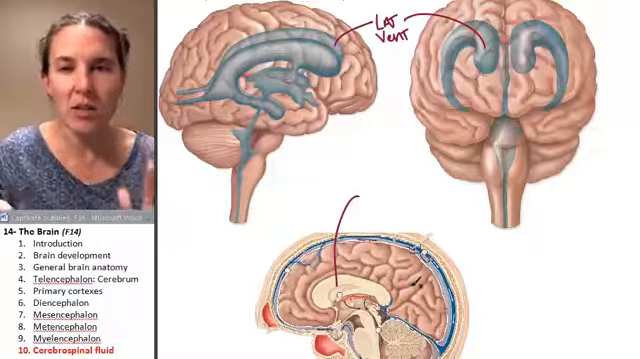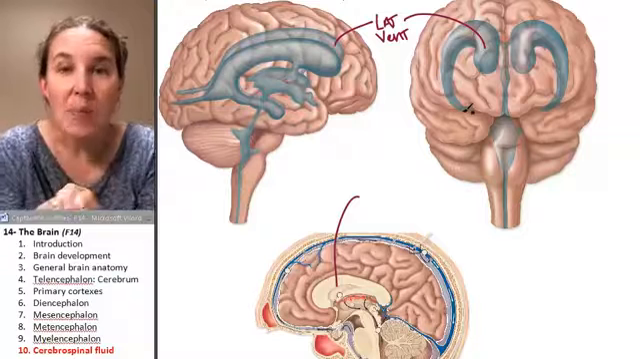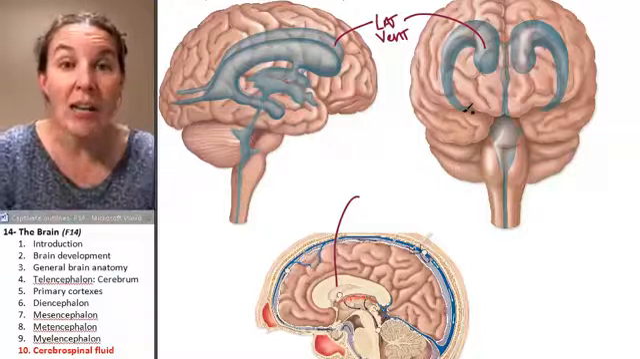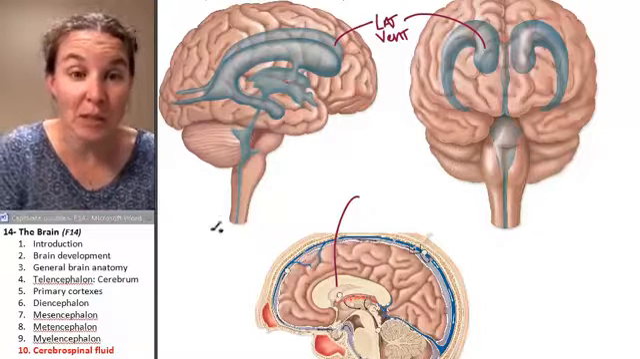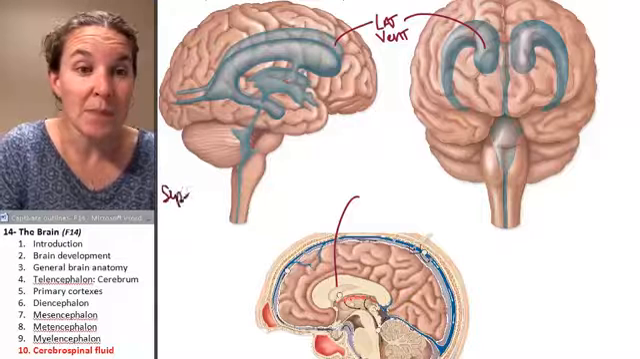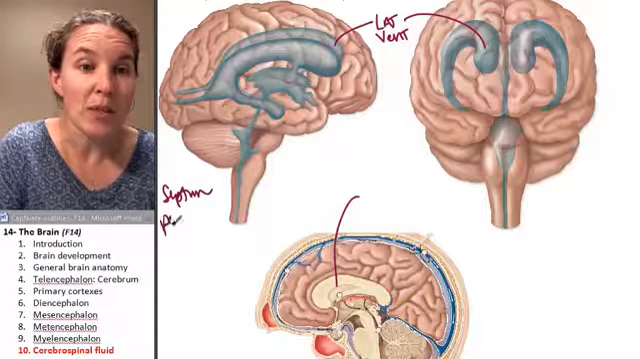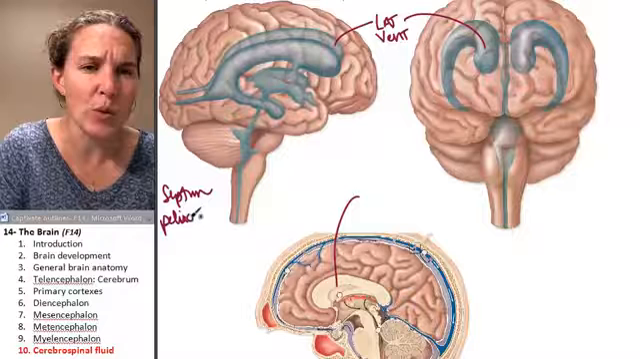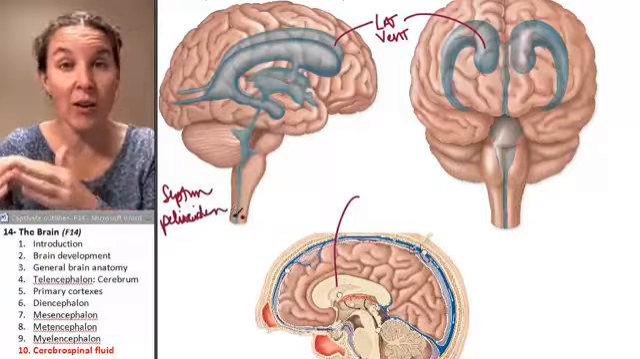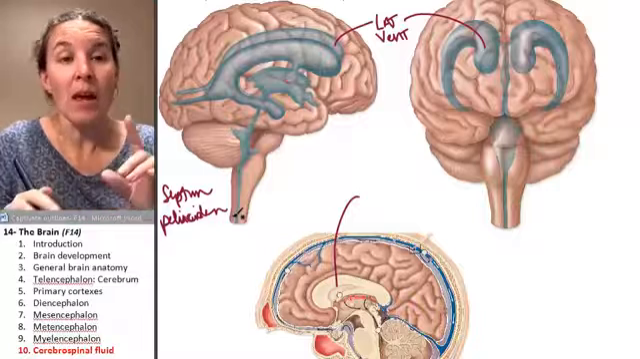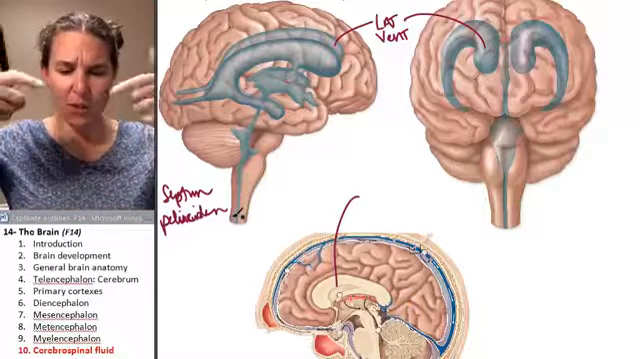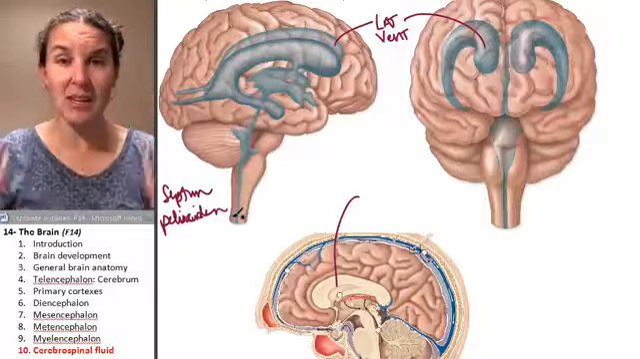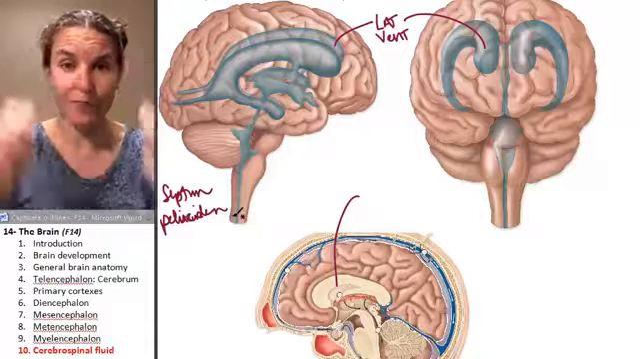And here's the scoop. They are separated in your brain by a structure called the septum pellucidum. Septum pellucidum separates your lateral ventricles. And they really do curve up into your cerebrum.